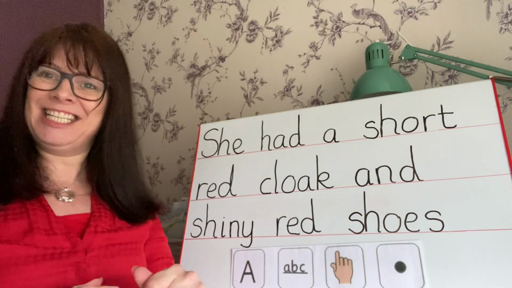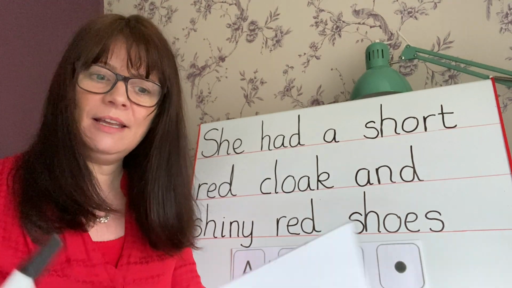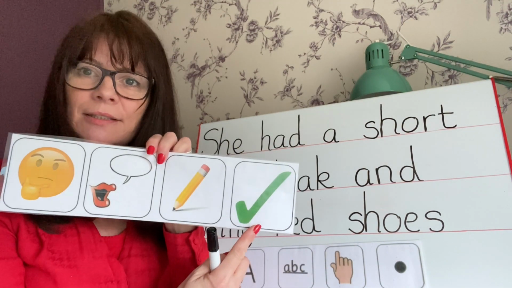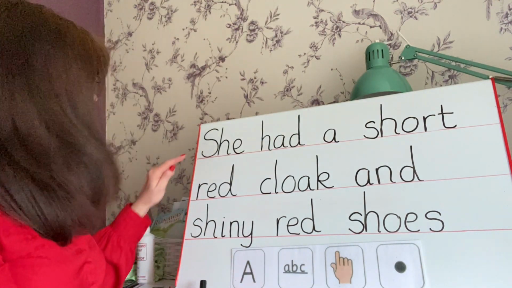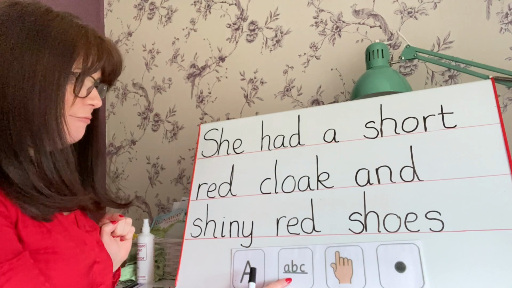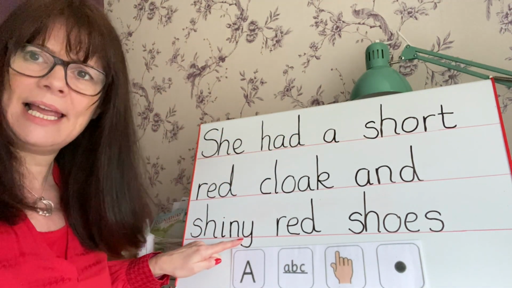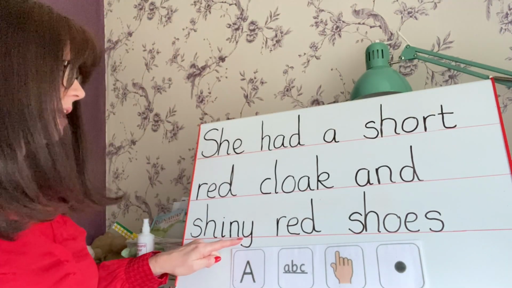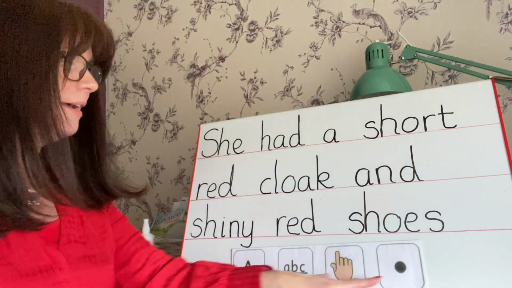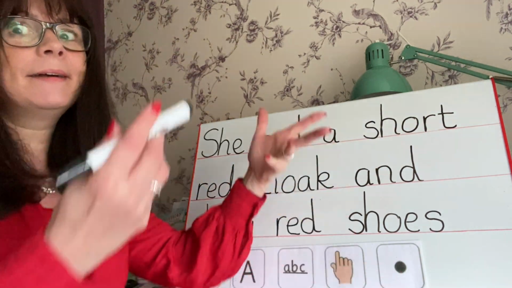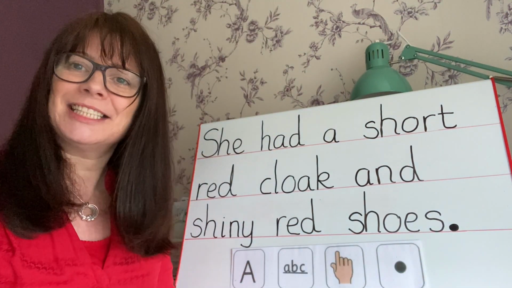There, I've finished. Have I forgotten something? Have I checked my sentence? Oh, come on then, help me. Have I got a capital letter? Yes. Is my writing on the line? It's all on the line apart from the Y, and that's allowed. That's a descender that goes off the line, so that's okay. Have I got my finger spaces? Yes, lots of lovely finger spaces. Have I got a full stop? Uh-oh. Good job I checked it.